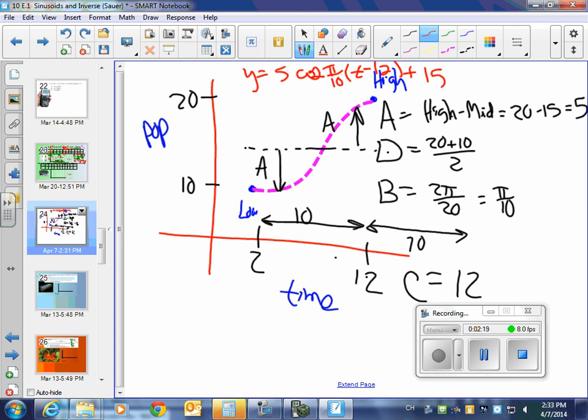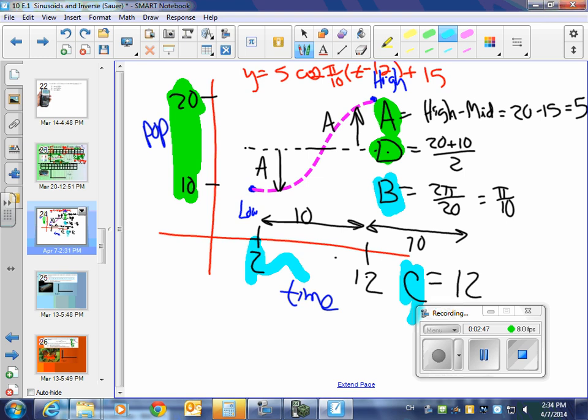Everything is fine. You get that. But wouldn't it be nice if there was a way to organize this so it made sense? Well, here's how you do it. Notice that A and D are having to do with vertical changes and the y-axis. A and D only mess with the y. What do we do to find B and C? What do we mess with?